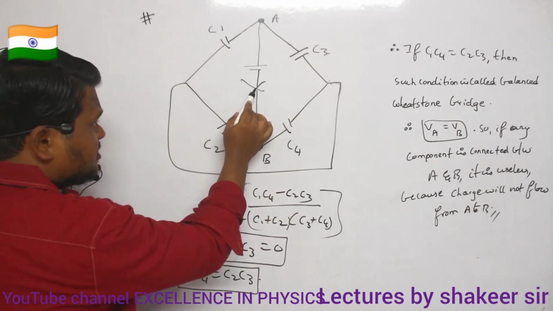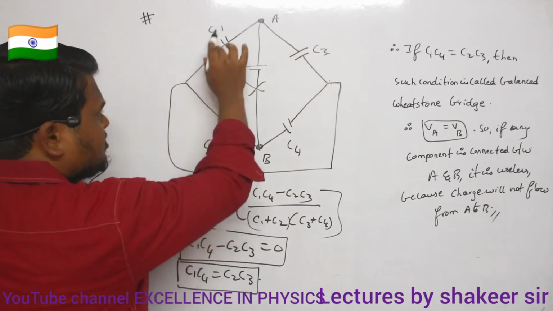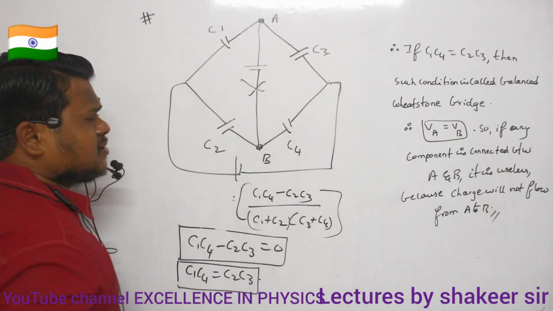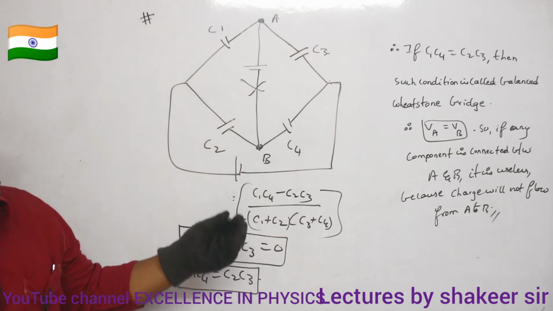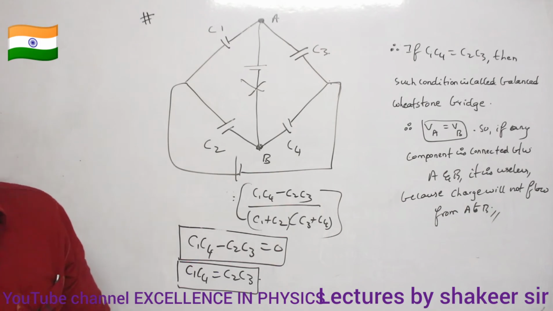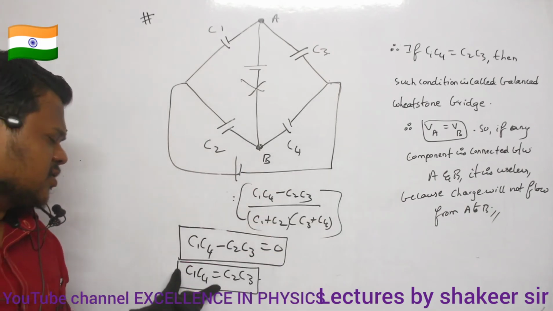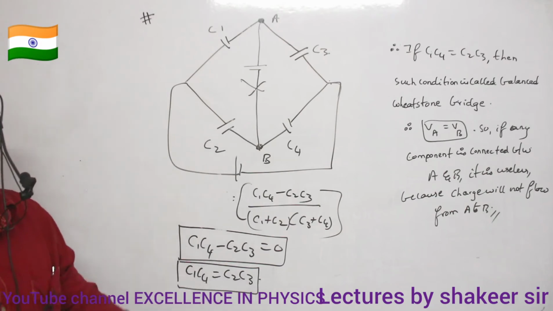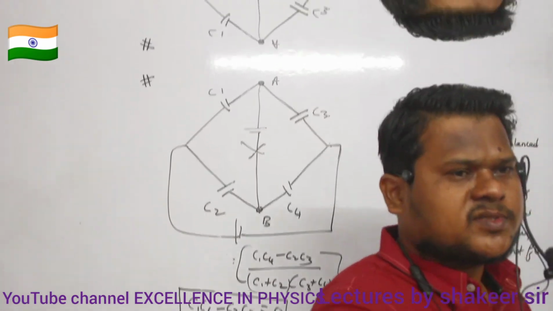Once you remove this capacitor, C1 and C2 are in series, C3 and C4 are in series. Next, this total branch and this total branch, they are in parallel. Now just by using very simply the concept of series and parallel connection, we can do this problem. That's clear? So to prove this one only, we have done all this calculation, just to prove that C1 C4 is equal to C2 into C3. Okay? So there are some more concepts of Wheatstone bridge.